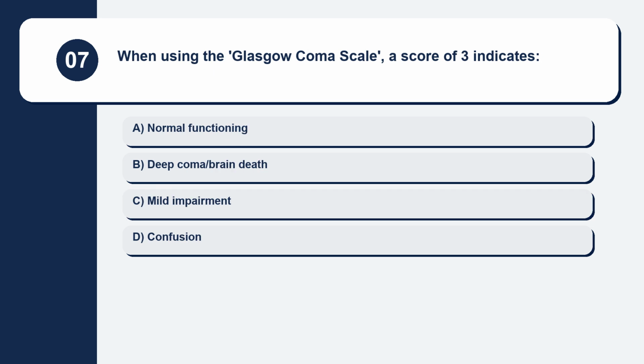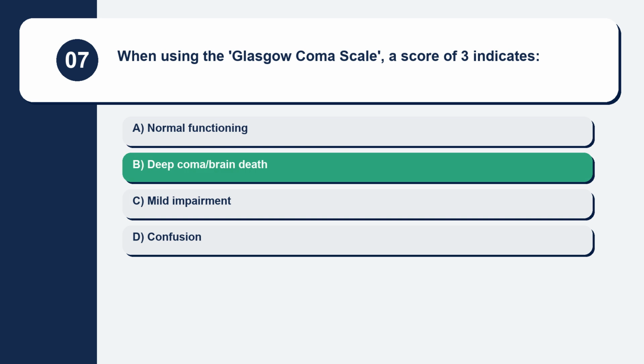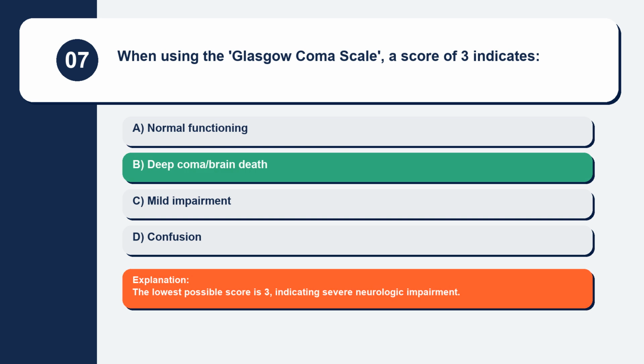Question 7. When using the Glasgow Coma Scale, a score of 3 indicates: normal functioning, deep coma/brain death, mild impairment, confusion. The lowest possible score is 3, indicating severe neurologic impairment.